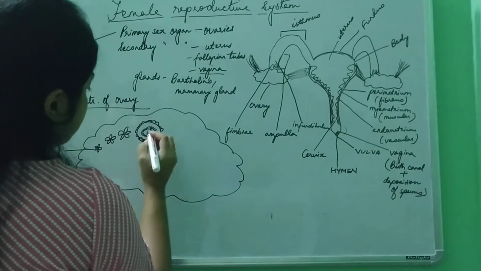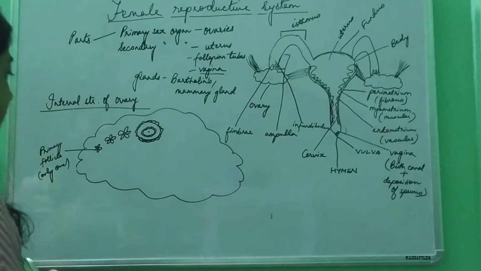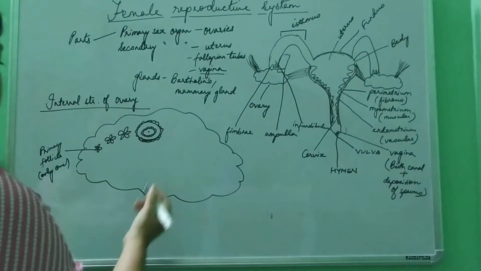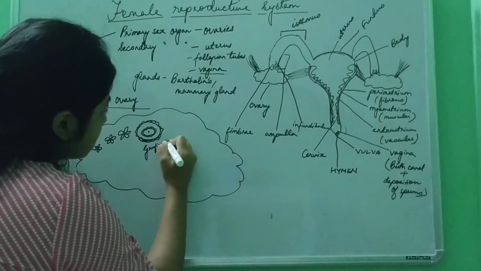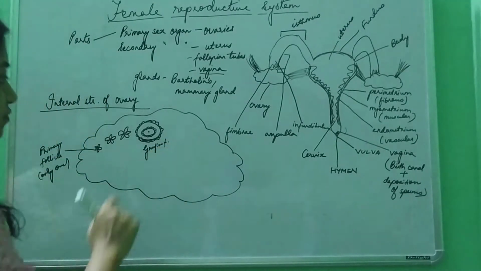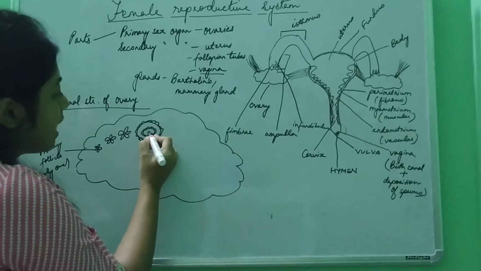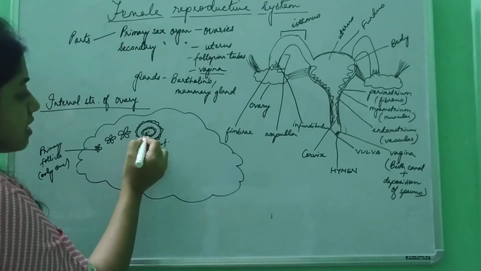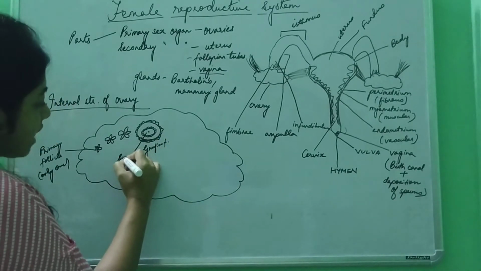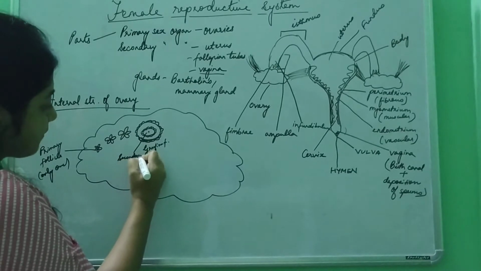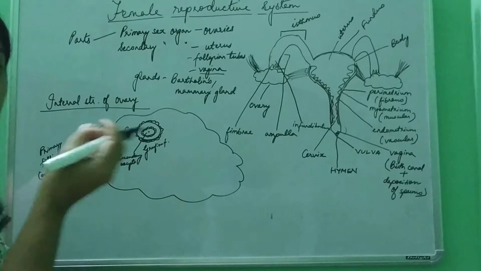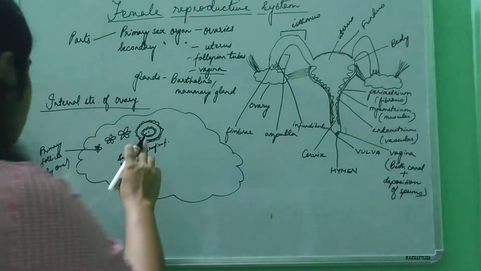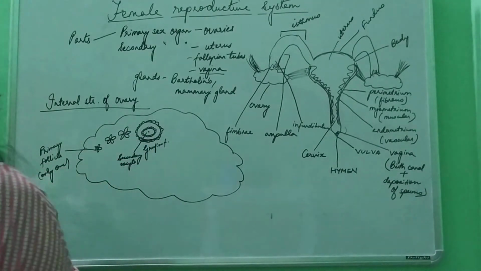Okay, so the Graafian follicle is bigger. This Graafian follicle has a cell inside it. This is nothing but the secondary oocyte. This secondary oocyte is what changes to the egg. This is the secondary oocyte.